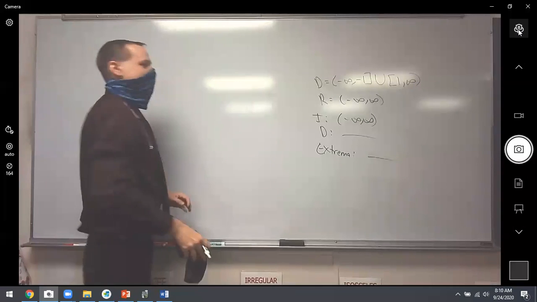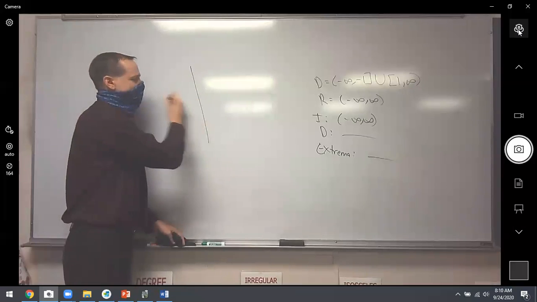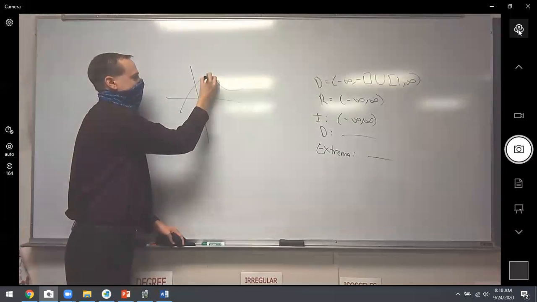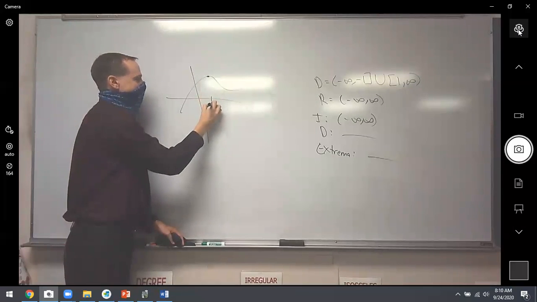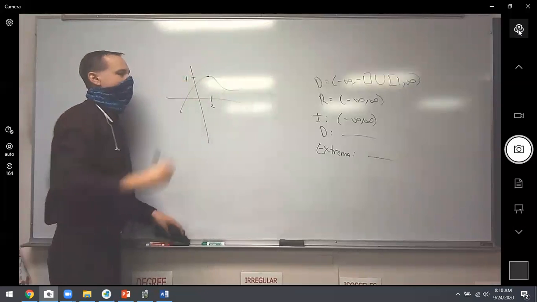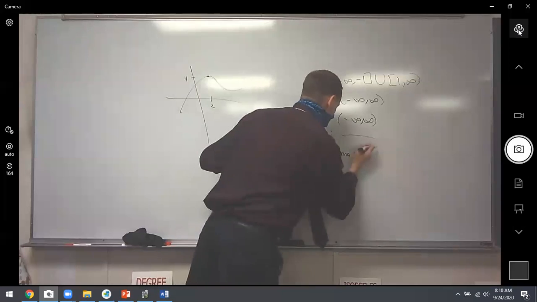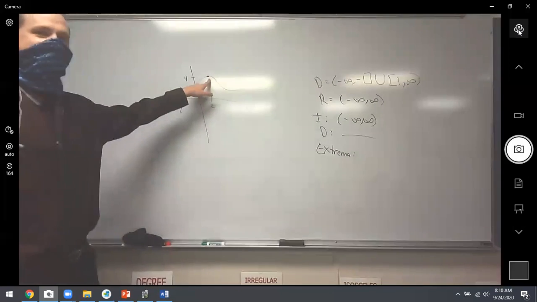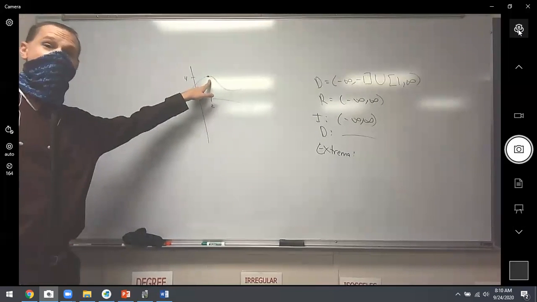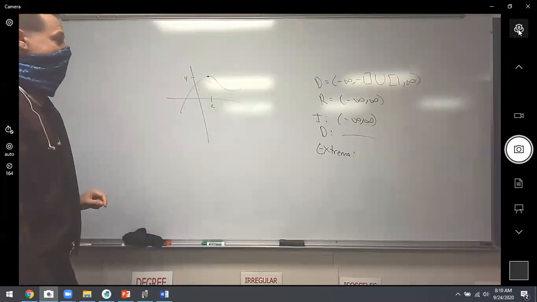What if there was an extrema, say, right there at (2, 4)? If there was an extrema, what would you write? Well, first of all, what kind of extrema is this? Is it a min or a max? It's a max, check. Is it a local?